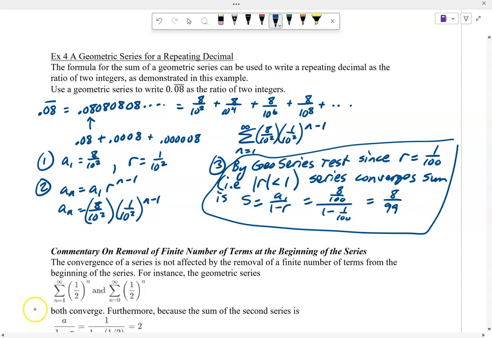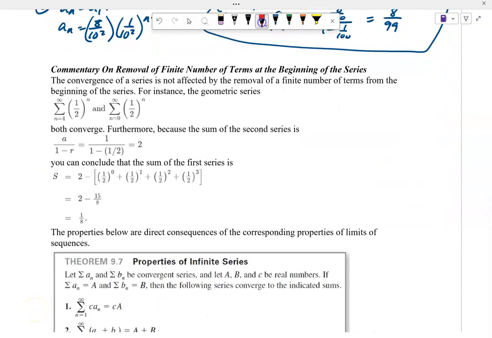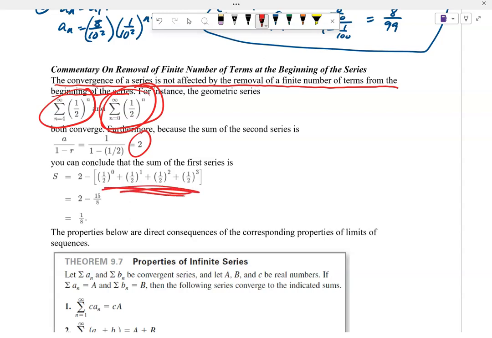Just a little commentary here on the removal of a finite number of terms at the beginning of the series. Note that the convergence of a series is not affected by the removal of a finite number of terms from the beginning of the series. So, for example, these two: if you look at 1/2 to the n, if you start at 0, I'd have more terms there than if I start at 4 for that one. So they differ by just the second one, which is more expansive. There's more terms there involved. That has a sum of 2. And so the first one that starts at 4 would be 2 minus those missing terms. But either way, they both converge, and they both have a sum. Different sums, but they do both converge.